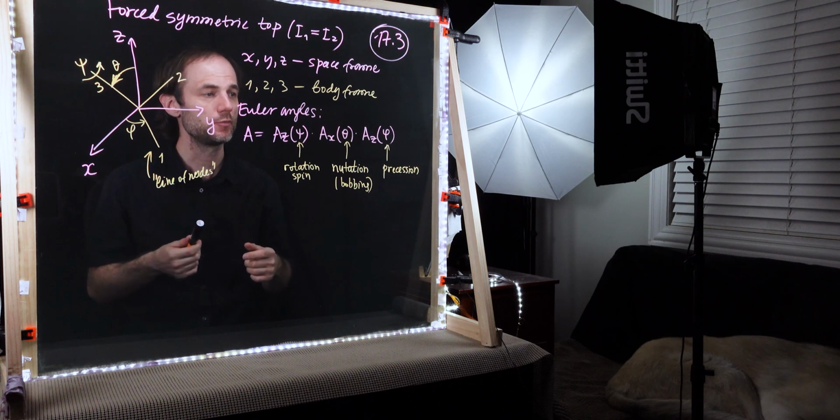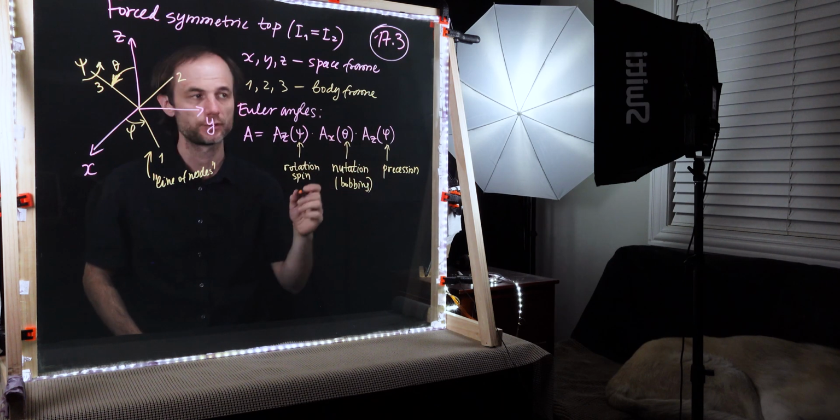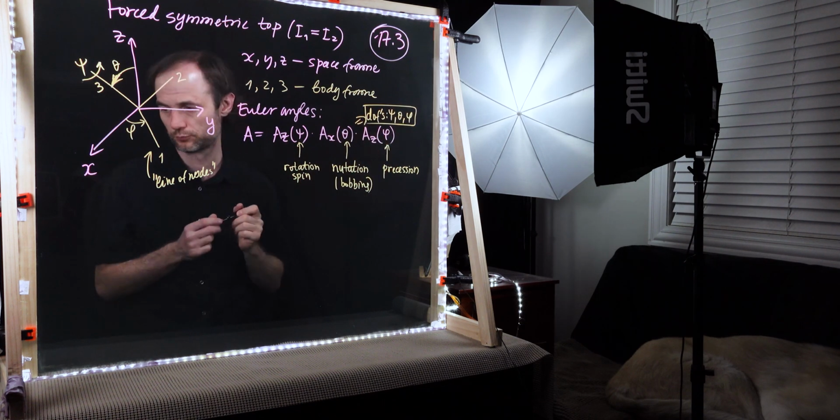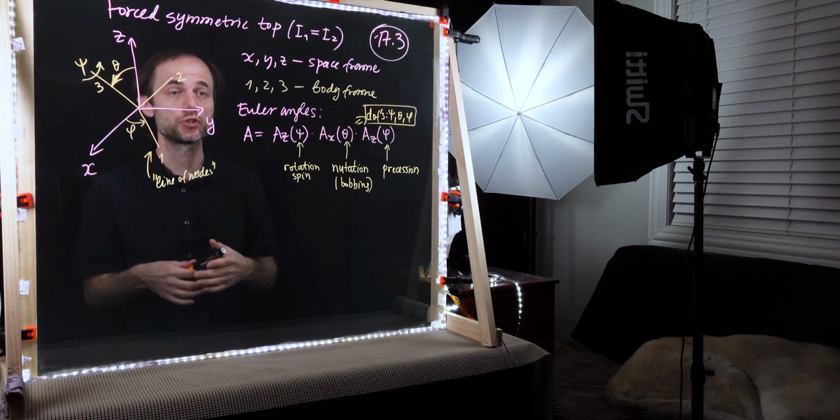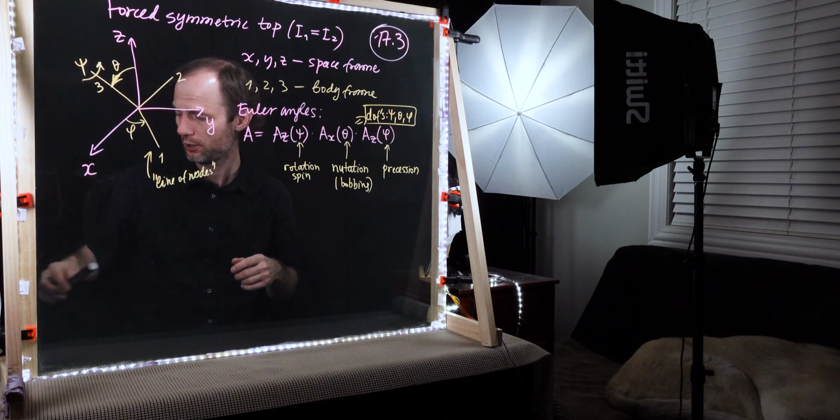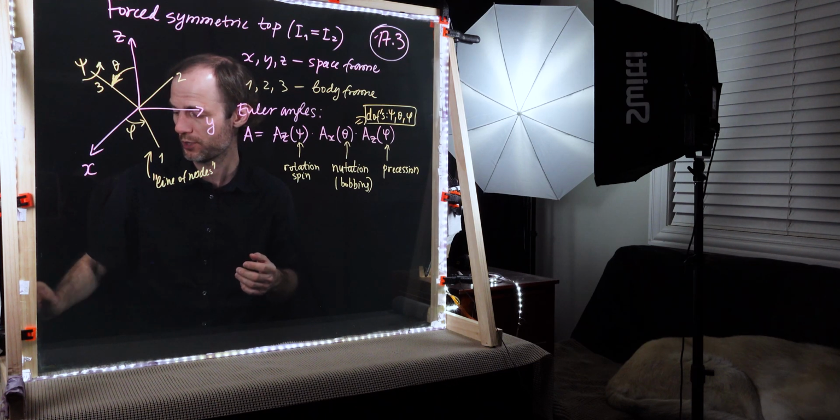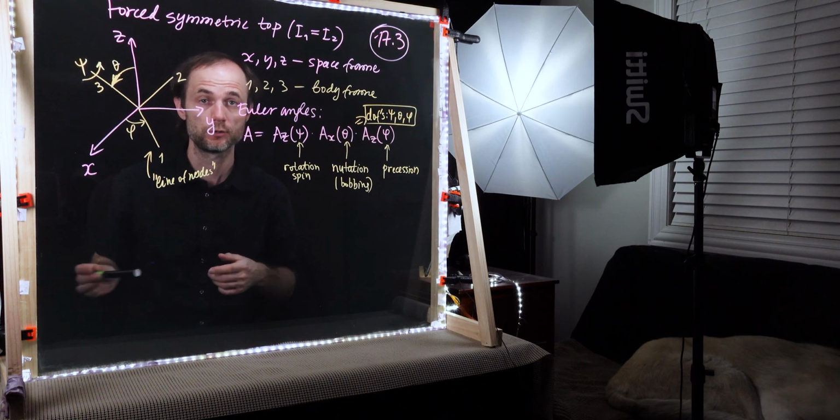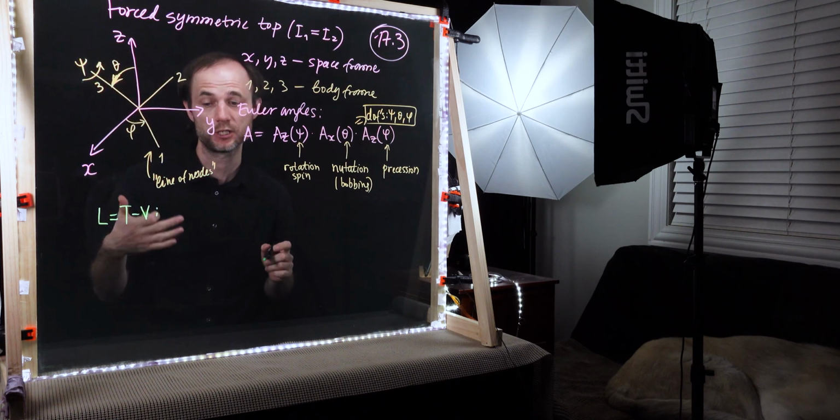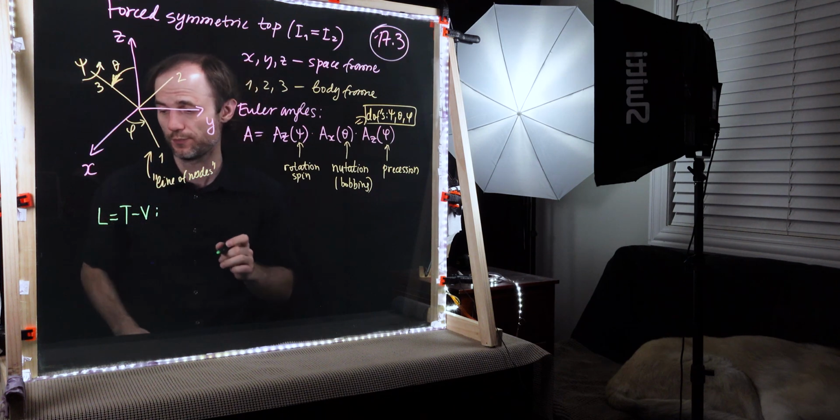So the degrees of freedom here are the 3 angles. These will be psi, theta, and phi. So let's now try and derive the equations of motion for this system. How are we going to do that? Well, we're going to be using the Euler-Lagrange approach. And for that, all we need to do is to write down the Lagrangian. So it's kinetic minus potential energy. So now let's start out with kinetic energy.